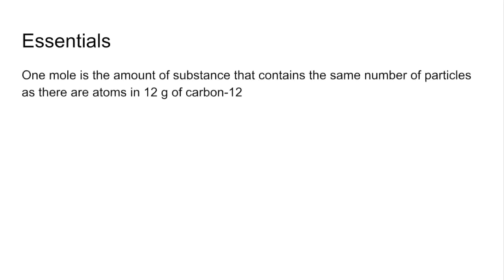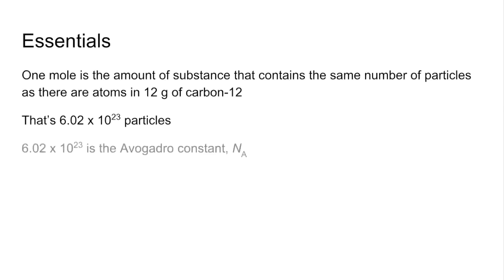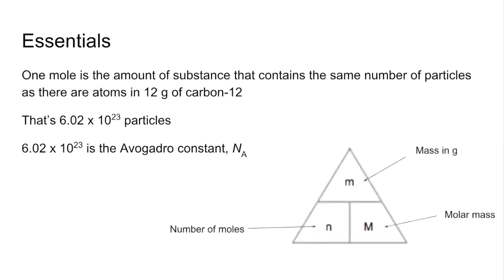So we'll start with some essentials. 1 mole is the amount of a substance that contains the same number of particles as there are atoms in 12 grams of carbon-12. So that's 6.02 times 10 to the 23 particles, and that number is the Avogadro constant, Na for short. And there's the formula triangle that links all of that together.